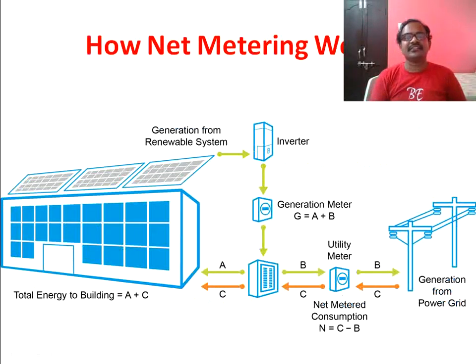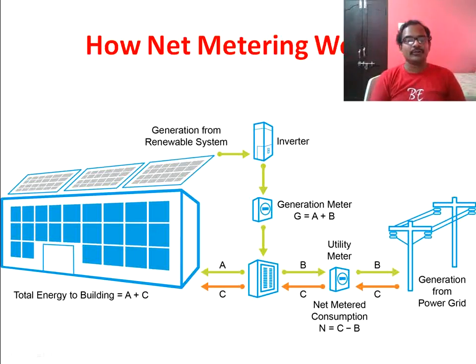Now let's discuss this in detail. So you have a building on which you have a renewable energy source. It is a solar PV system which can generate electricity, DC electricity. Now by using an inverter you are converting it into AC, and that AC is measured by a meter called the generation meter. That is the number of units generated.